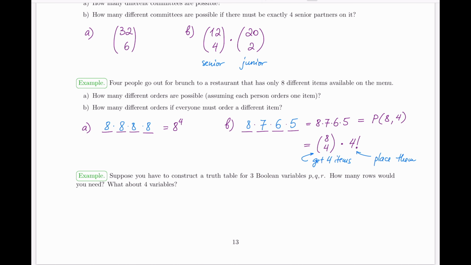If I start off with 3 variables, P, Q, and R, I'm going to calculate the rows by thinking about what my possible options are. For P, I have 2 options. It can be true or false, so 2 options here. For Q, there's 2 options here as well, true or false, and for R, there's also 2 options. So altogether, I have 2 cubed or 8.